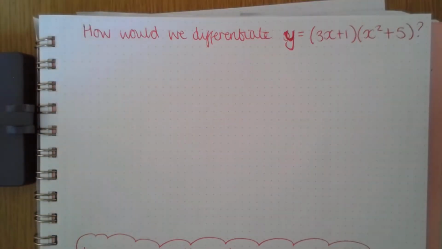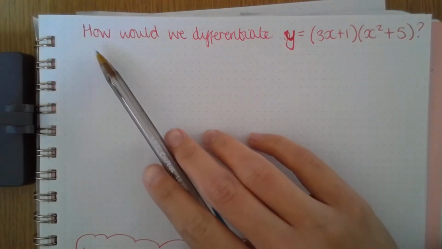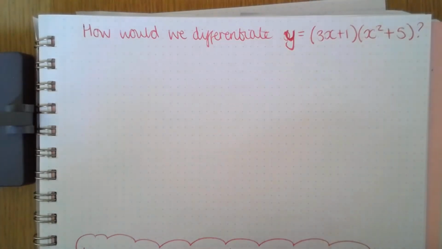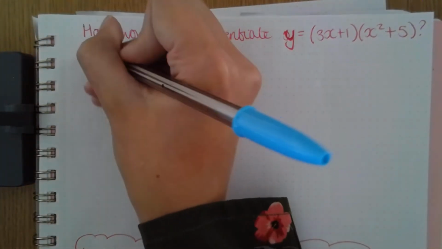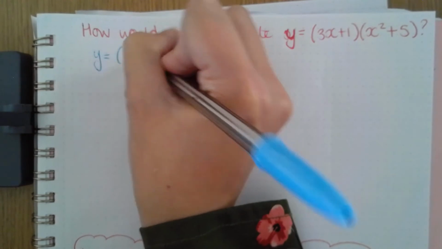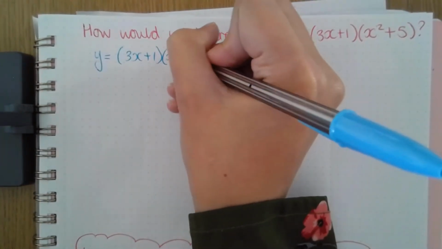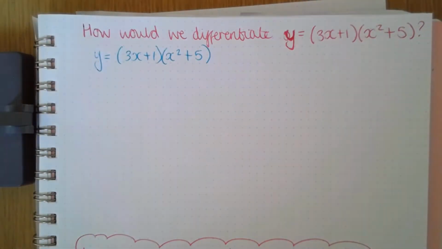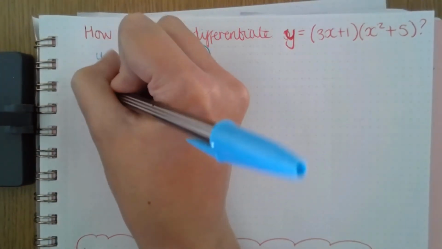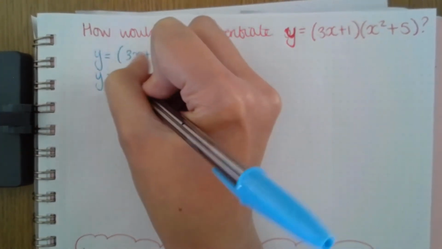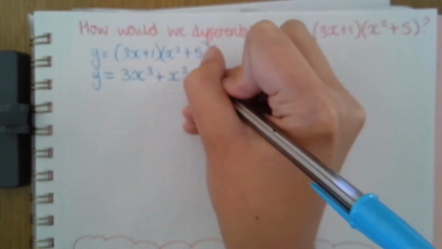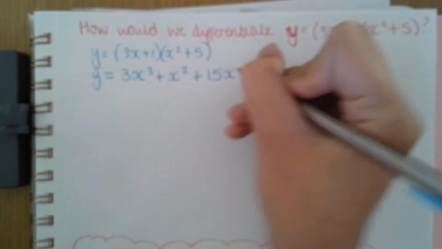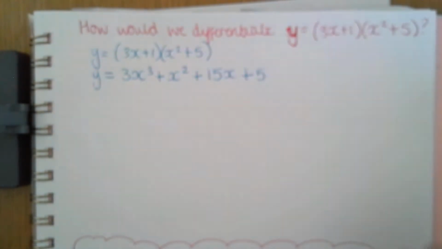So in this video we're going to look at the product rule, but first of all we're going to start off with this question. So currently, before you know anything about product rule, how would we differentiate this? Okay, so we'd have y equals (3x plus 1)(x squared plus 5), and what we do is expand the brackets. So y is equal to 3x cubed plus x squared plus 15x plus 5.